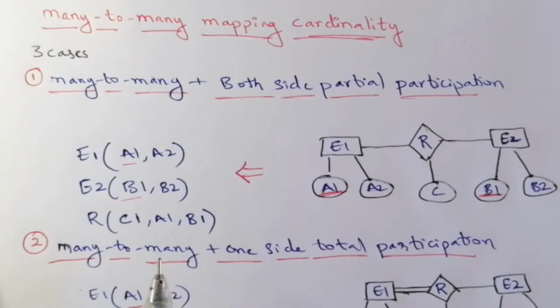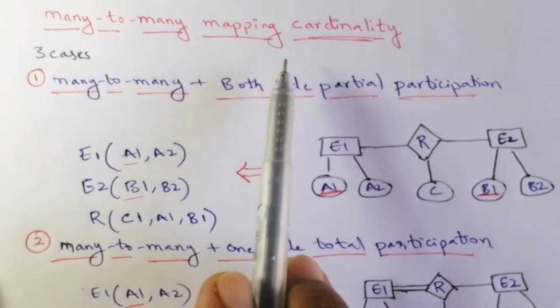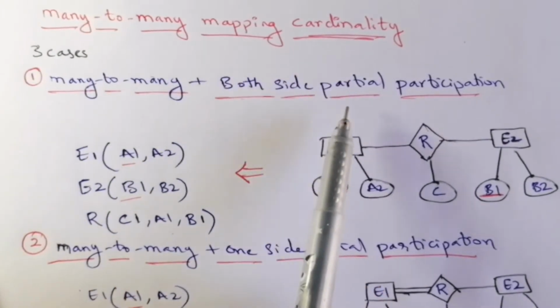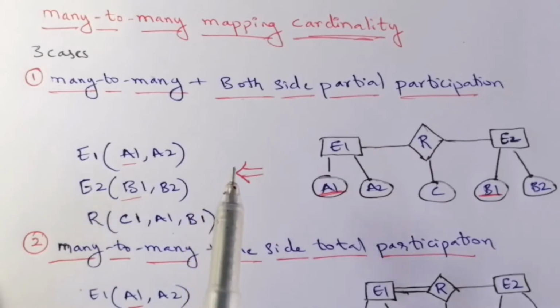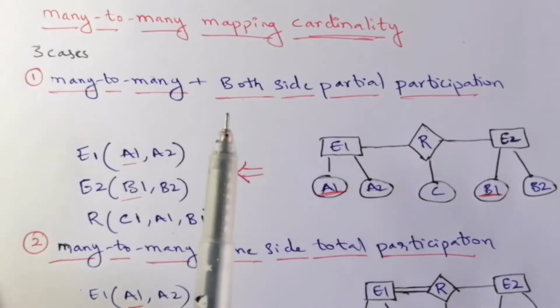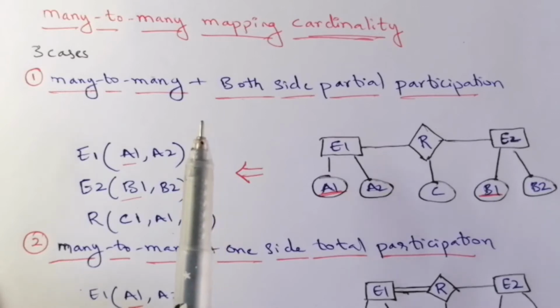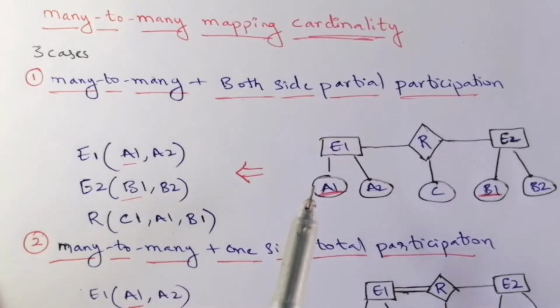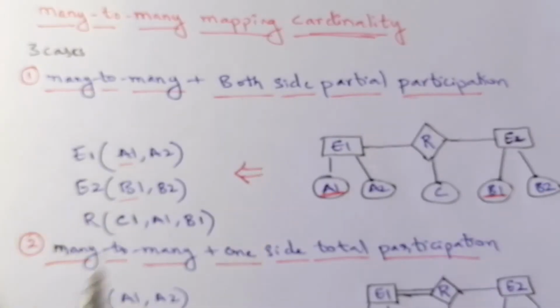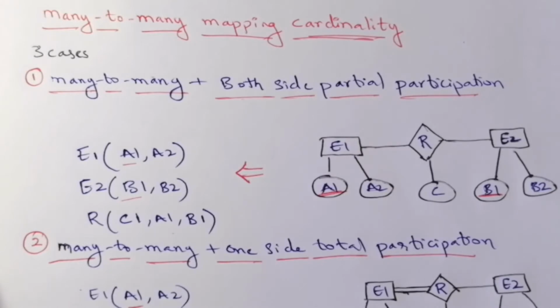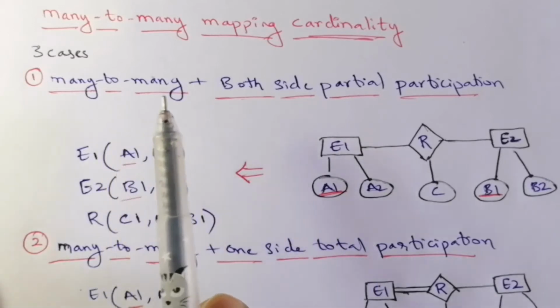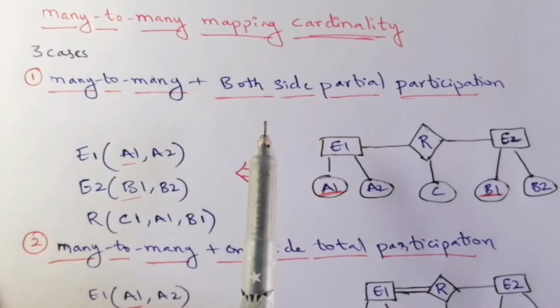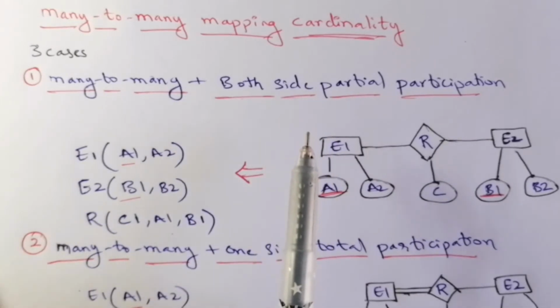In this lecture, we are going to discuss the many-to-many mapping cardinality, considering partial and total participation. We are discussing converting an ER diagram to relations. In the previous lecture, we discussed the one-to-one mapping cardinality considering partial and total participation, and also one-to-many and many-to-one mapping cardinalities considering partial and total participation. In this lecture, we are going to discuss the many-to-many mapping cardinality with partial and total participation.